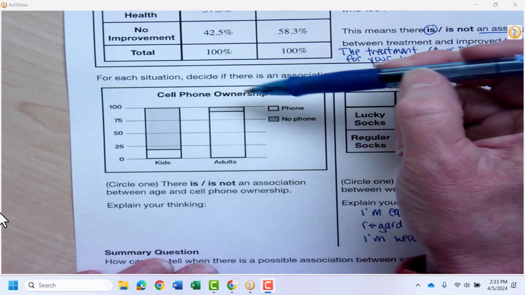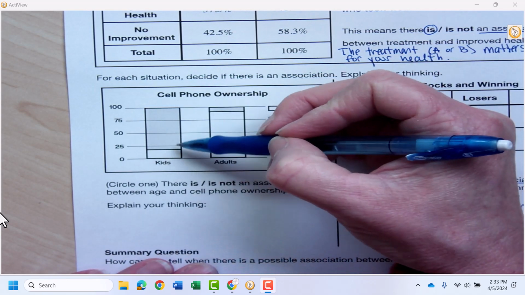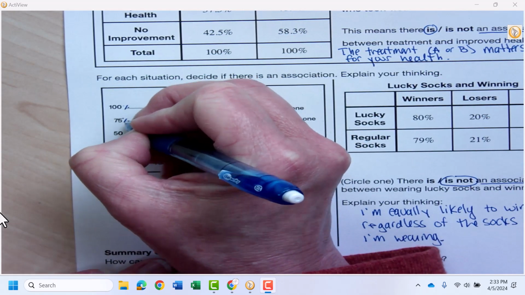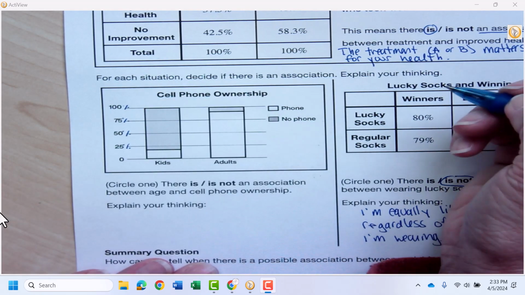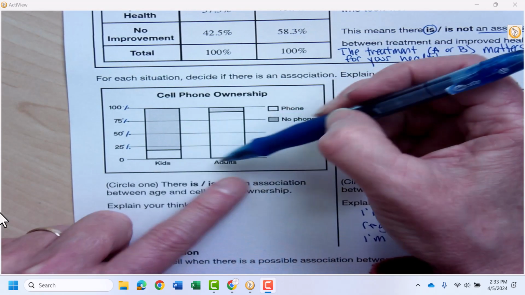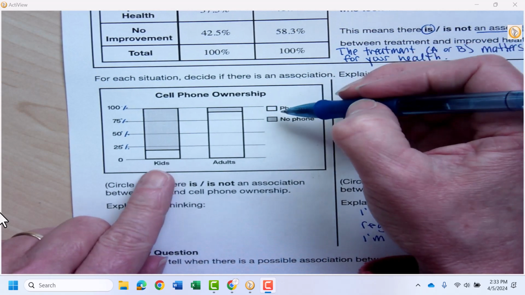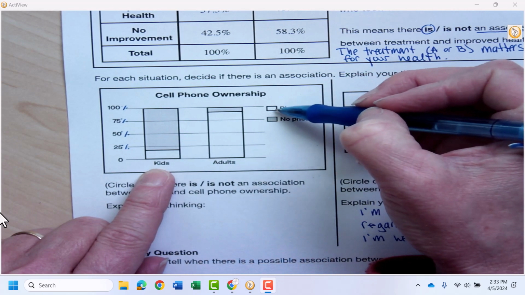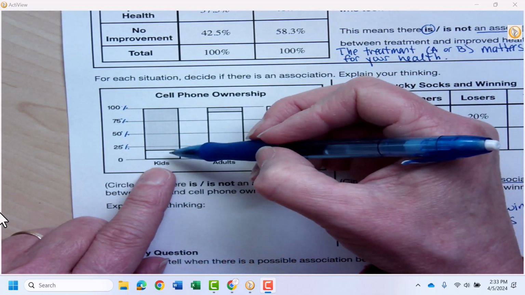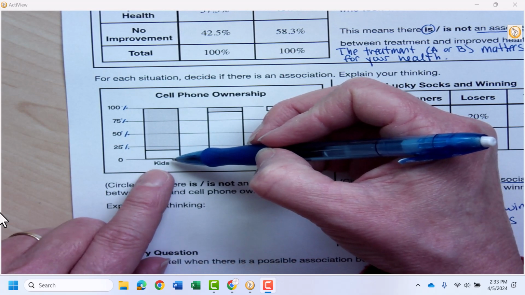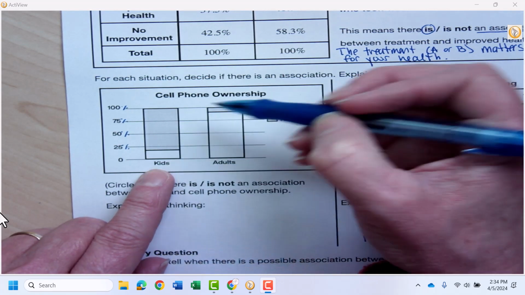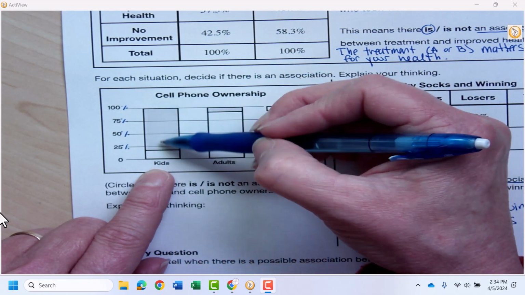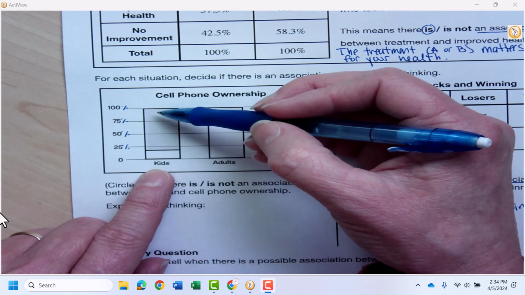We have cell phone ownership. Remember that segmented bar graphs are always going to be the same height because they're always going to come up to 100%. I think they should have put percents on here. And the two categories are kids and adults. Let's look at the key over here to understand what the shaded and non-shaded regions are. The non-shaded region means these people have a phone, so under 25% of kids own a phone. And the shaded region are the percentage of kids who don't own a phone. So it looks like over 75% of kids don't own a phone.